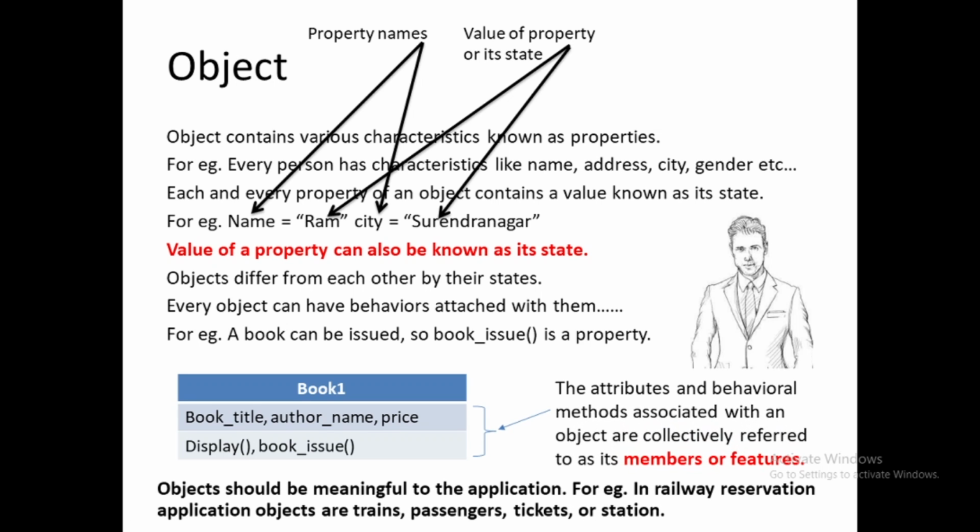So attributes and behavioral methods associated with an object are collectively referred to as its members or features. In short, we can say that in common, these properties and methods are members or features of an object. An object should be meaningful to the application. For example, in a railway reservation application, objects are trains, passengers, tickets, or stations. So when we are dealing with railway reservation software, these are the objects: trains, passengers, tickets, station, etc.